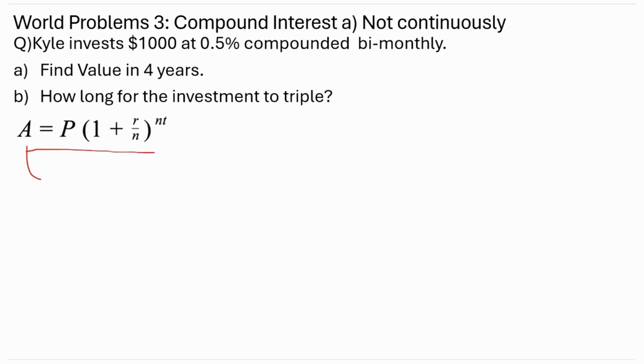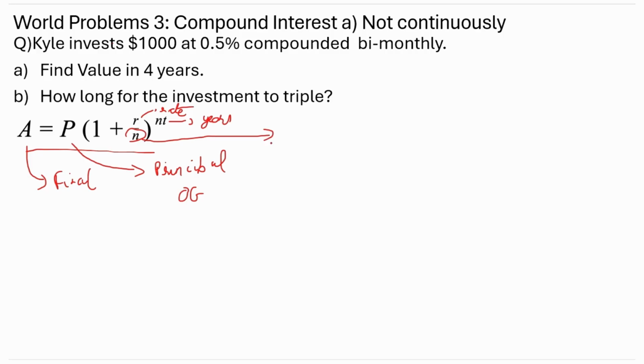So with this, A is our final amount, P is our principal, which is our original amount. One is just, like I said with the growth and decay, 100%. R is our rate. T is our years. And n is, now this is kind of tricky, our interval. It's the number of times per year.